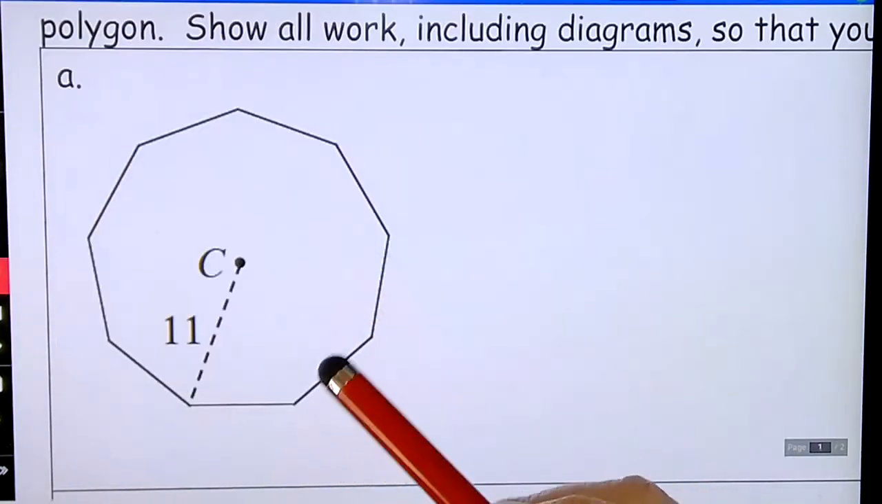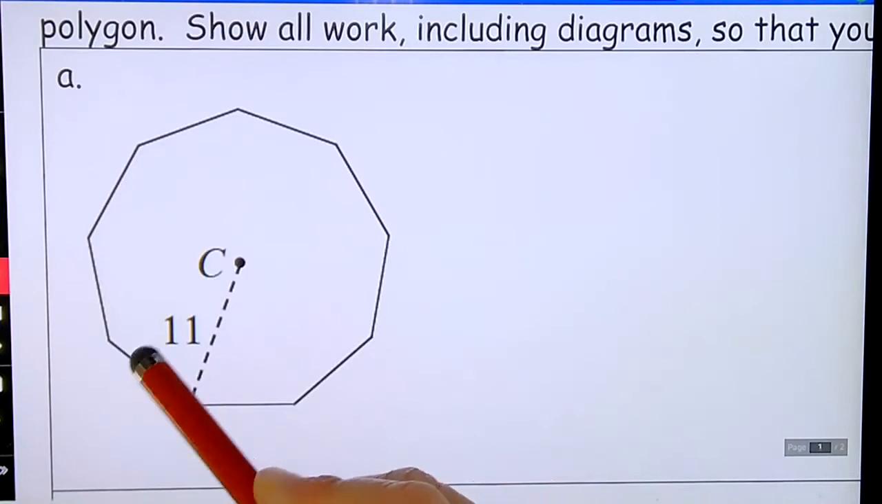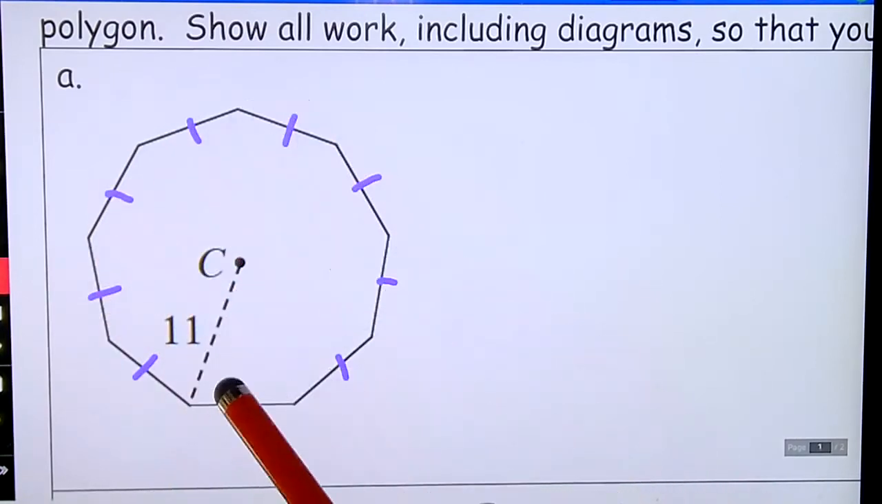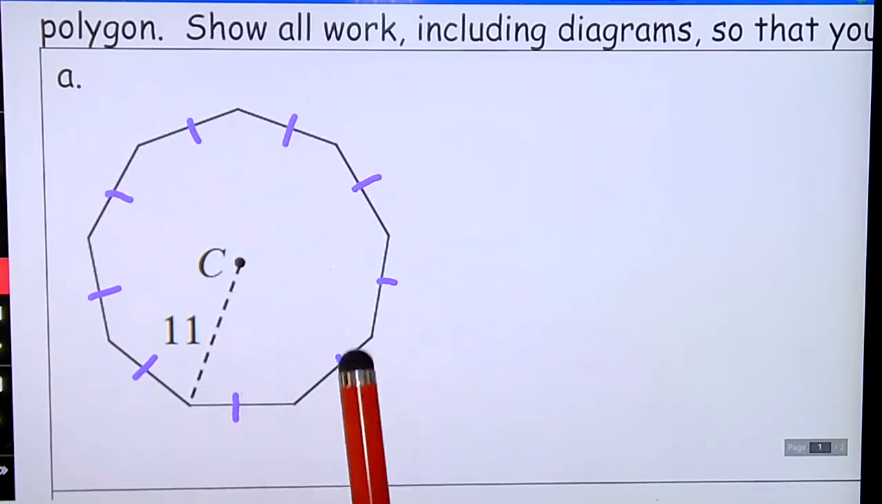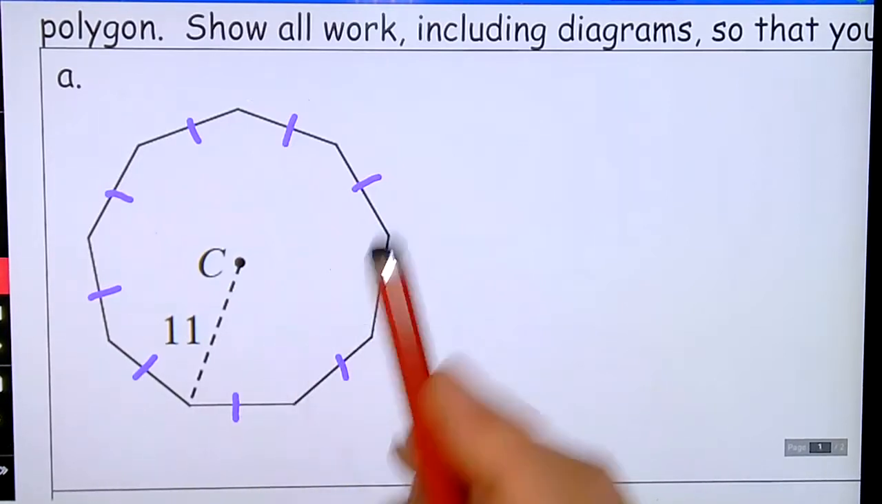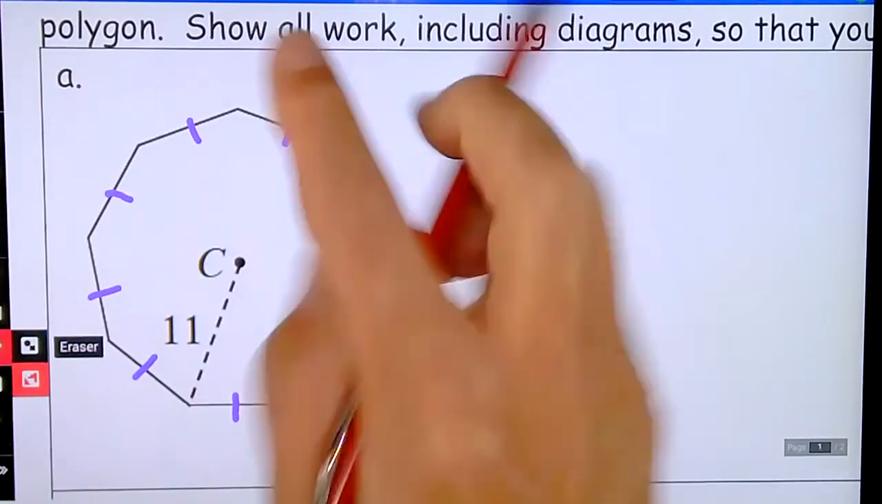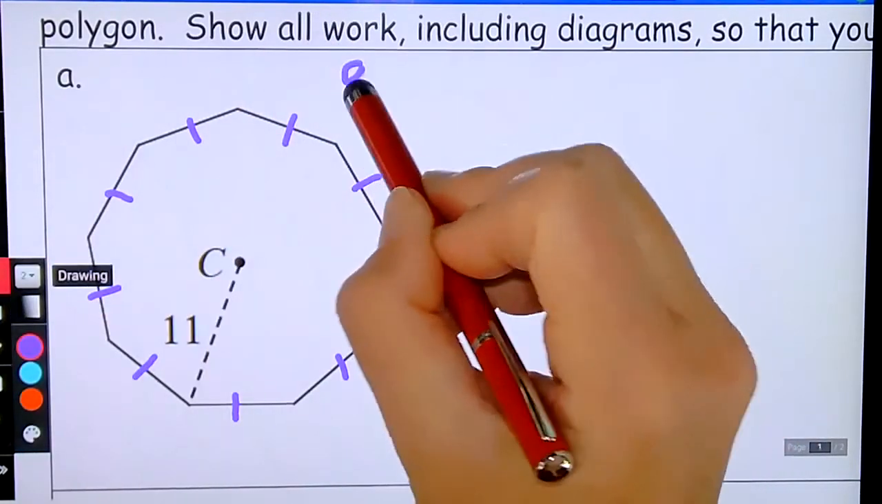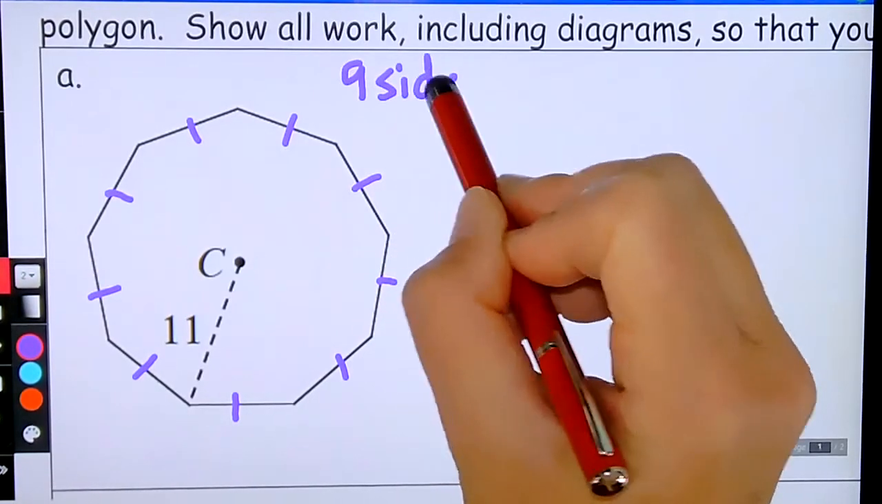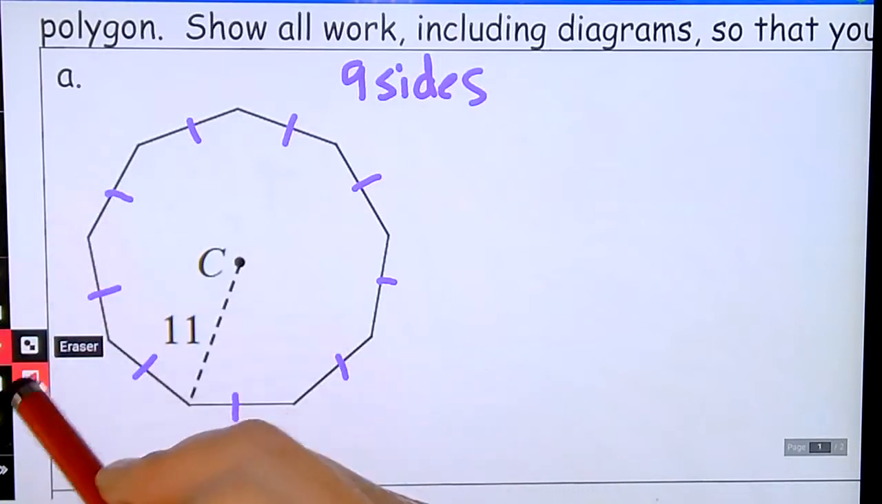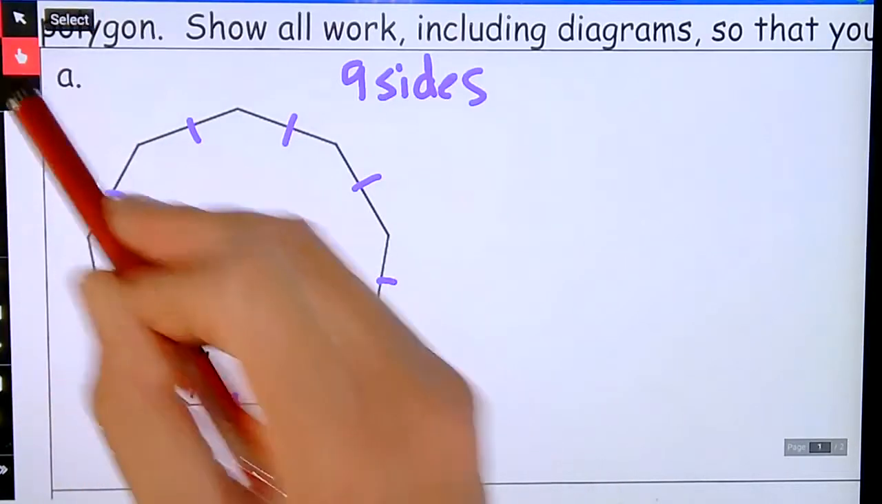So for this one, let's first count the sides. 1, 2, 3, 4, 5, 6, 7, 8, 9. Okay, so it's a nonagon. I've got 9 sides. Okay, so let me just make sure. It helps if you know how many sides you have first. Okay, so we have 9 sides, which means I'm going to have 9 triangles when I set this up. Okay, and here, let me just get rid of all of those markings.